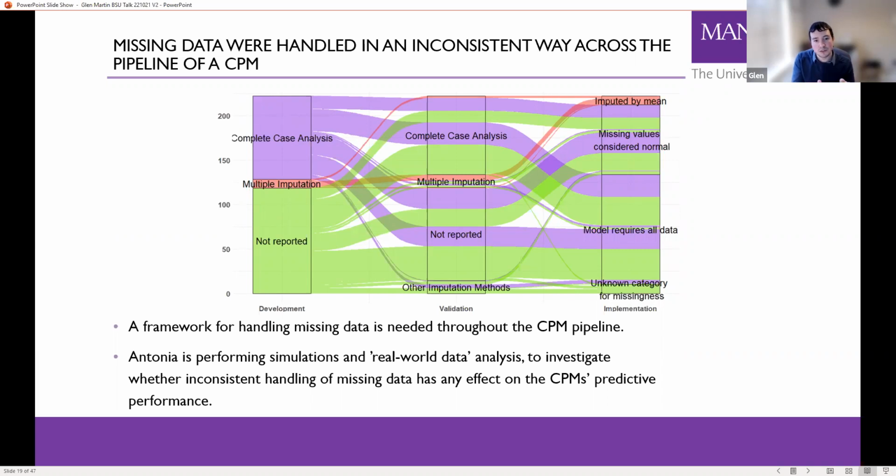I think the natural question to ask from this finding is, does it matter? If we have this inconsistency, should we care? Does it affect predictive performance? If so, by how much? Antonia is currently leading on a simulation and real-world data example to investigate that question, and that will form part of her PhD.